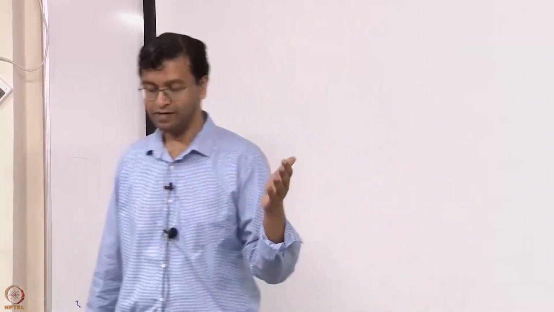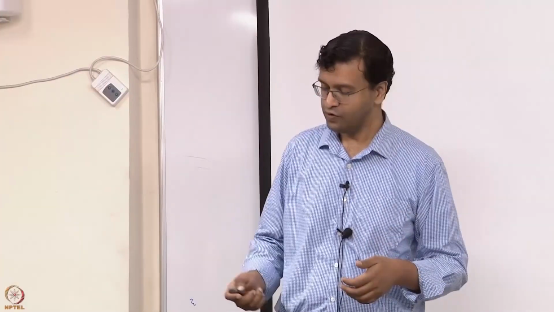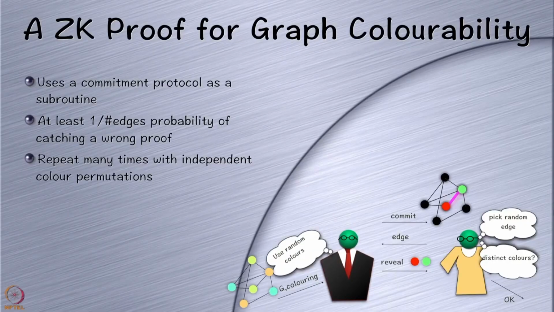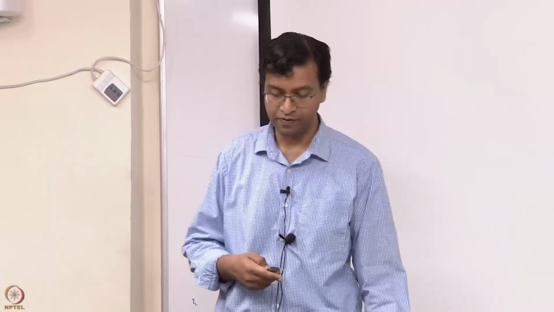And if after say 100 trials, every time Bob passed, then that's convincing. You need to do a little calculation to see how many times you need to repeat. So if the graph is bigger, you need to repeat proportional to that. So it's the number of edges times some security parameter, number of times that you would repeat. Okay. So is the protocol clear?